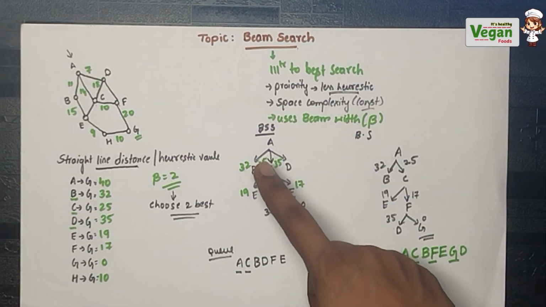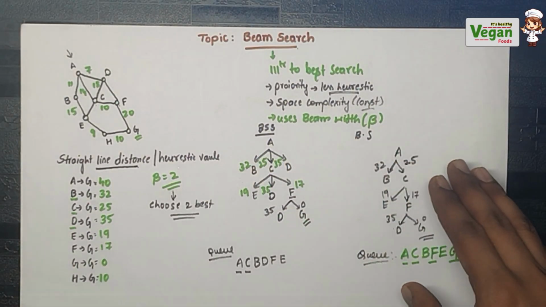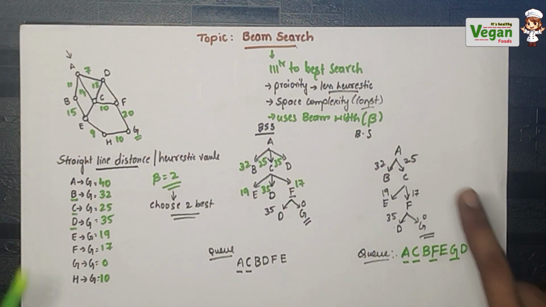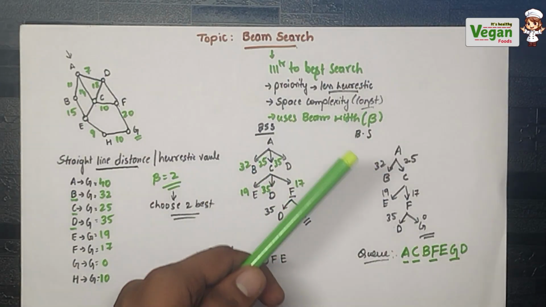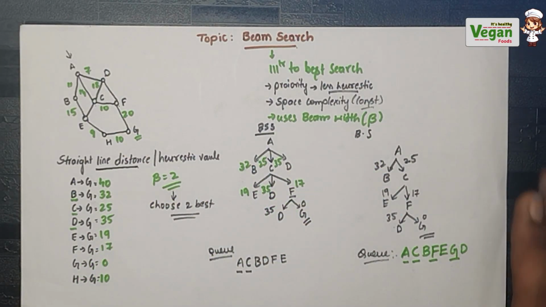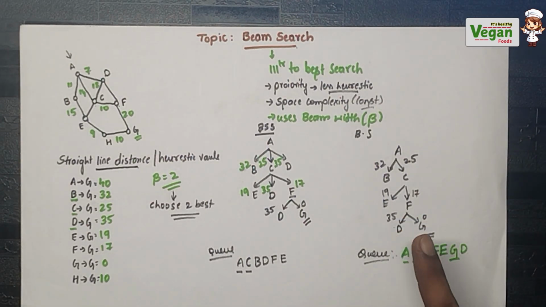In the best first search, if there are 100 possible ways, we will be considering all 100 possible ways. But here, whatever the beta value, that is the beam width, is given, if it is 2, then we will consider only the best two possible ways to travel to the goal state. Hope you understood the concept of the beam search algorithm.